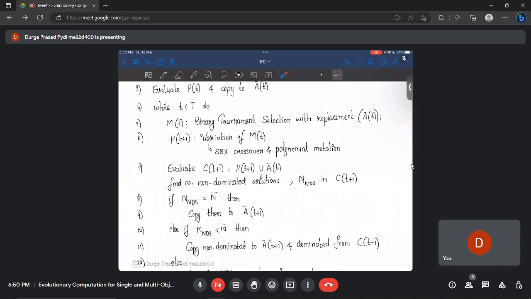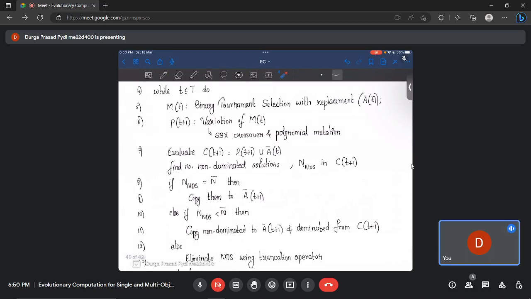Next step is you apply the same dominance depth method we have used previously, or basically what we need is how many non-dominated solutions are there in this combined population. NDS is your non-dominated solutions. So P of T plus 1 has n solutions, A bar of T has n solutions, so C of T plus 1 will be having 2n solutions. Sorry, let me correct myself: P of T plus 1 will be having n solutions.